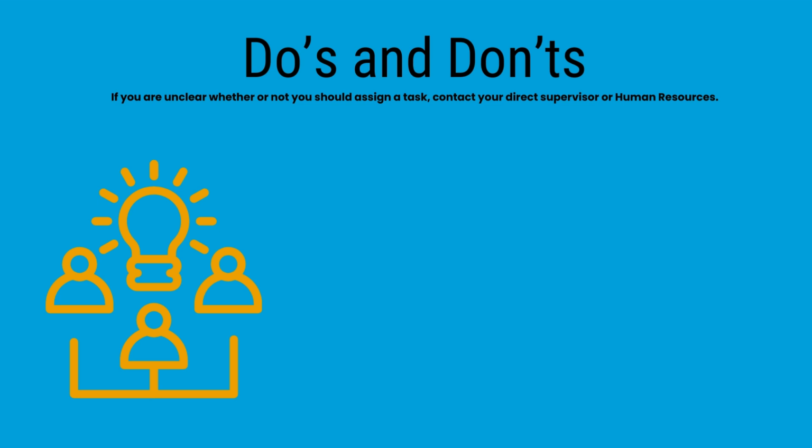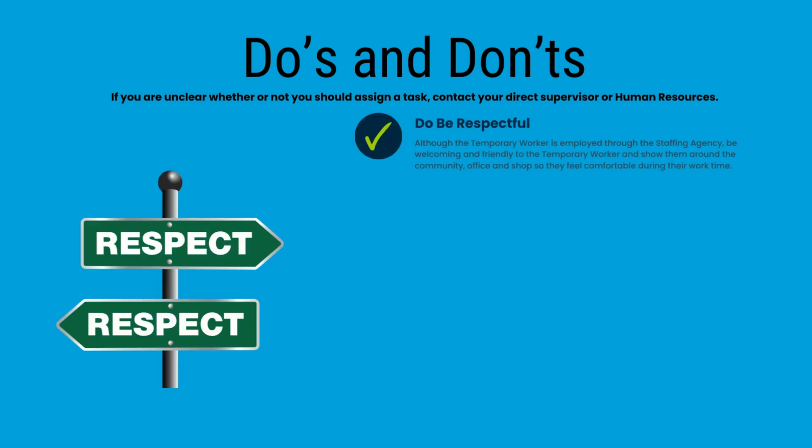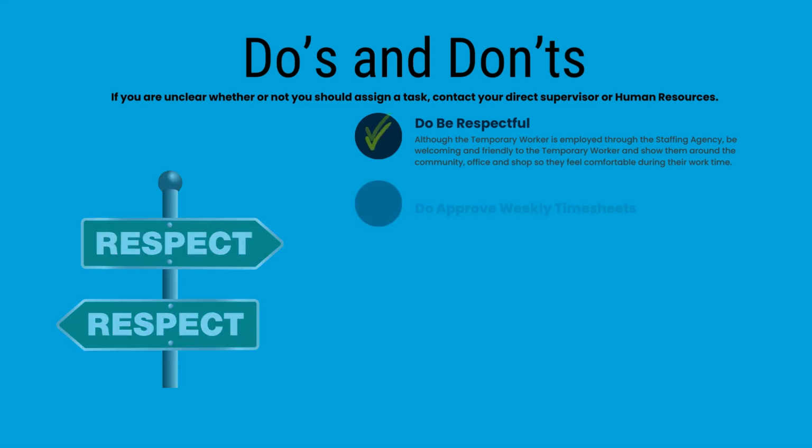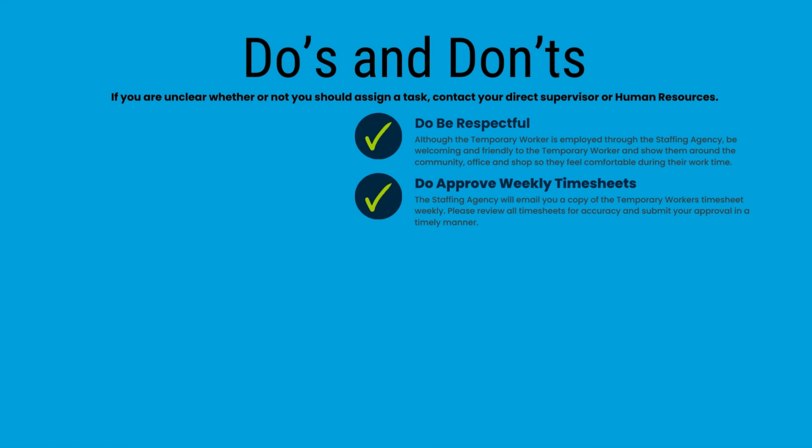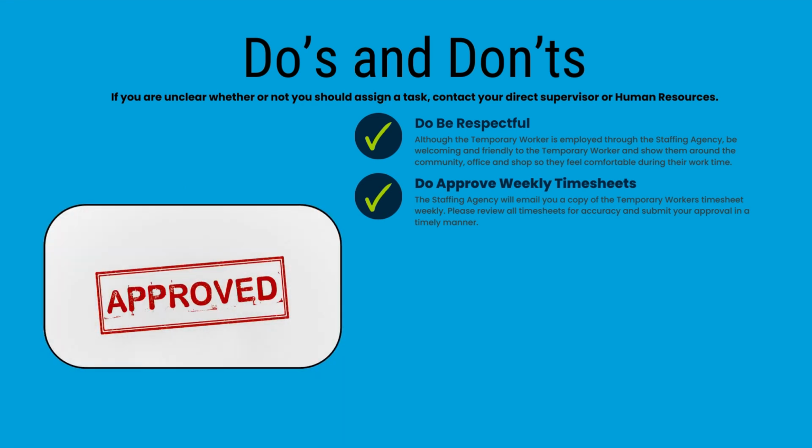A couple of do's and don'ts to ensure that you and your temporary worker are working together successfully. Do be respectful. Although the temporary worker is employed through the staffing agency, be welcoming and friendly to the temporary worker and be sure to show them around the community, office, and the shop so they feel comfortable during their work time. Do approve weekly timesheets. The staffing agency will email the direct supervisor a copy of the temporary worker's timesheet each week. Please review all timesheets for accuracy and then submit your approval in a timely manner.